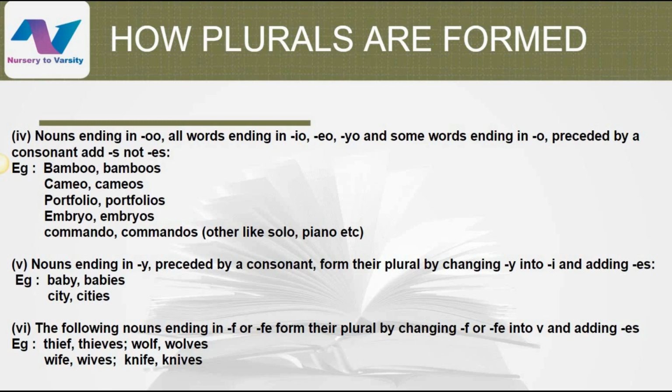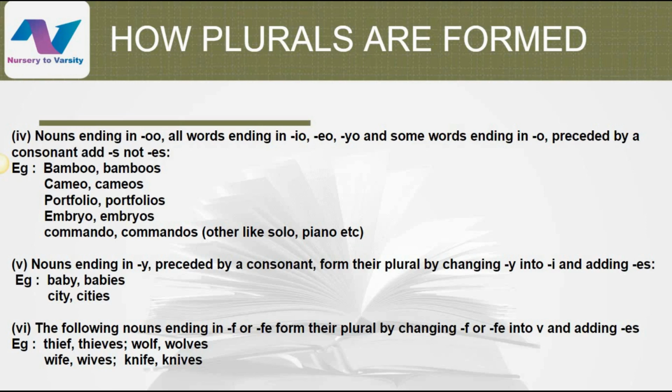Now you can see all the examples. The first one is bamboo, which ends with double o, so I'll add s to it and convert it into plural form. Cameo ends with eo, adding s to it and it becomes cameos. Similarly, portfolio, portfolios; embryo, embryos. But the last one is a catch. As you can see, the word ends with o, preceded by a consonant. Then I'll add s to it, not es.